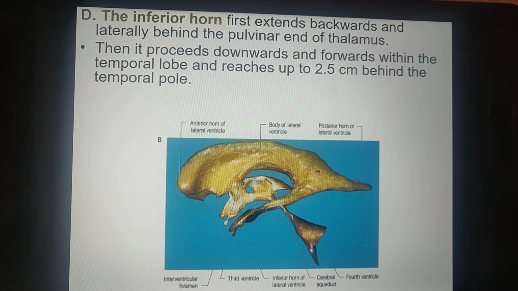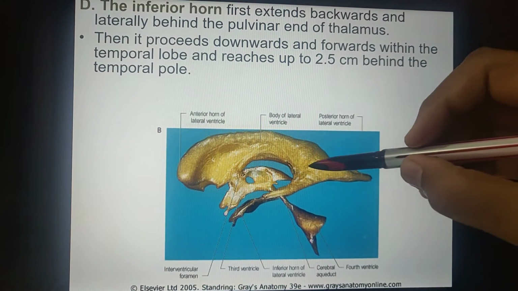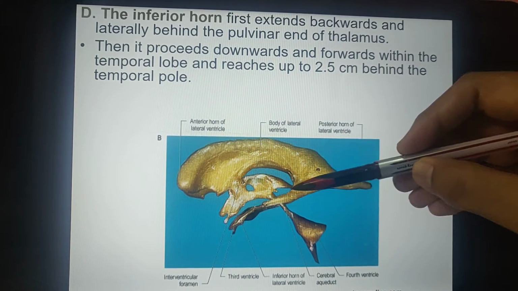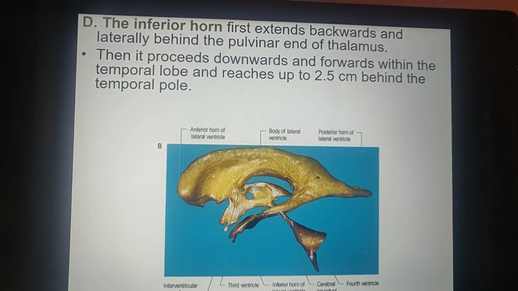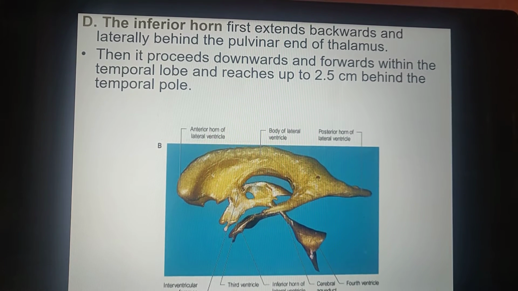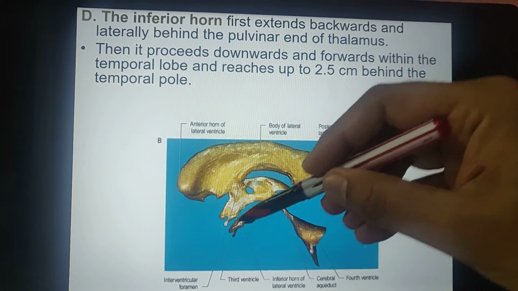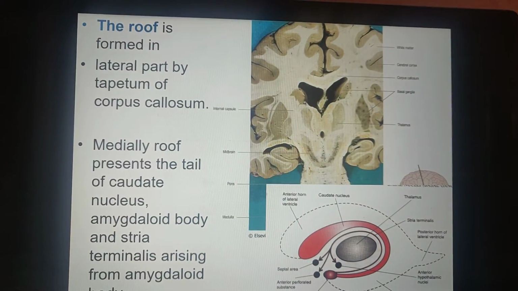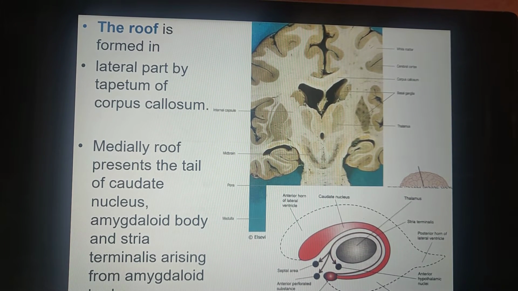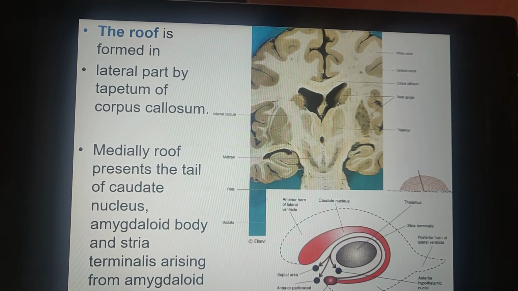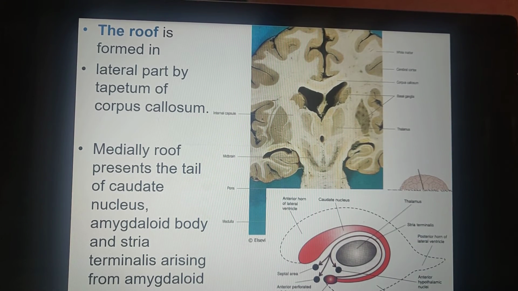The inferior horn of the lateral ventricle first extends backwards and then downwards and forwards inside the temporal lobe. It ends 2.5 centimeters behind the temporal pole. The roof is formed by the lateral part of the tapetum of the corpus callosum. Medially, the roof is formed by the tail of the caudate nucleus and the amygdaloid body, and the stria terminalis arises from the amygdaloid body.